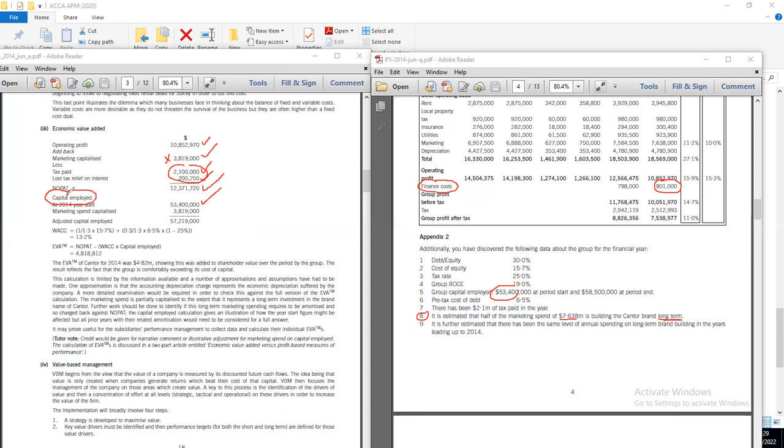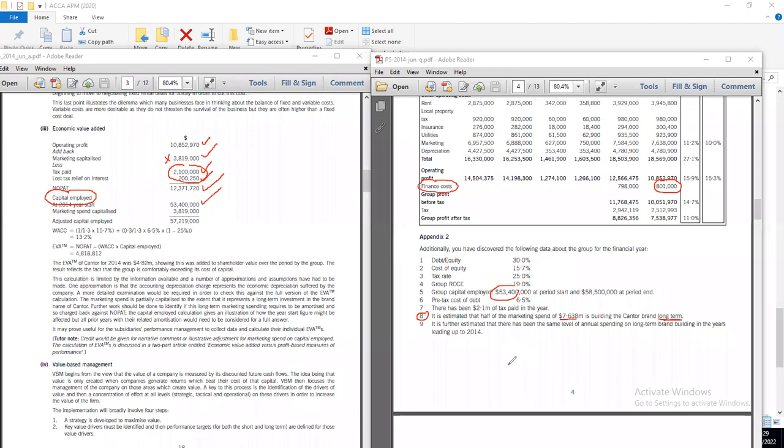In calculating capital employed, that's a figure you start with. So when the marker is marking, you want to make sure that you have started with this figure. Then you are saying, if there's anything that happened in the previous years, we need to adjust this figure. It is further estimated that there has been the same level of annual spending on long-term branding in the years leading up to 2014.